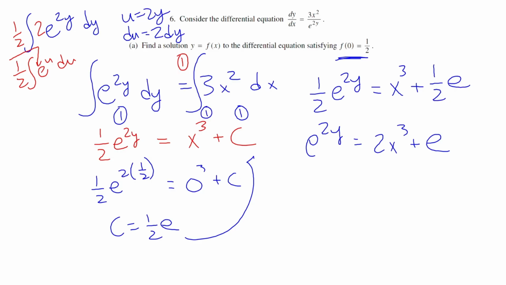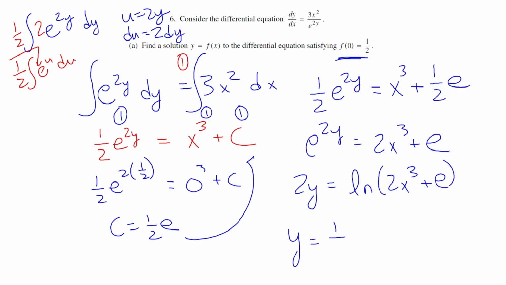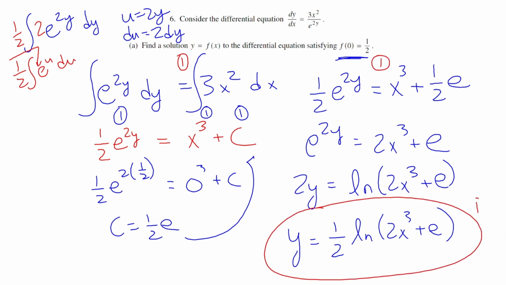And then we can take the natural log of both sides to get 2y is equal to the natural log of 2x cubed plus e. And then we can just divide by 2 to get y equals 1/2 the natural log of 2x cubed plus e. And they give you 1 point for finding 1/2 e and plugging it back in, and 1 point here for solving for y to get our final answer.